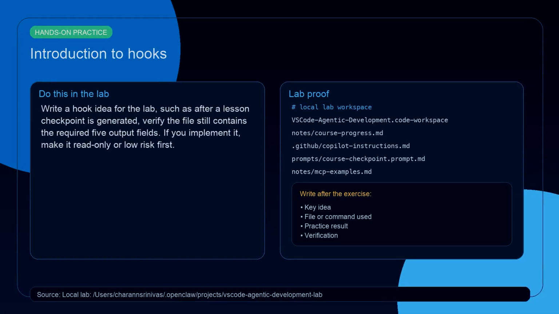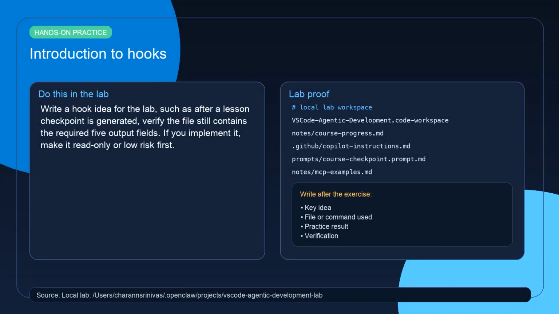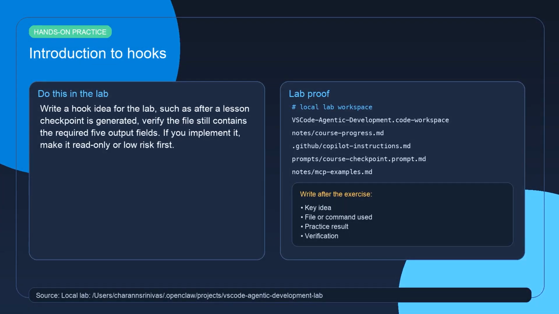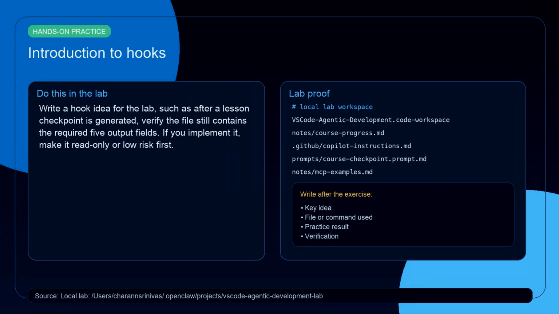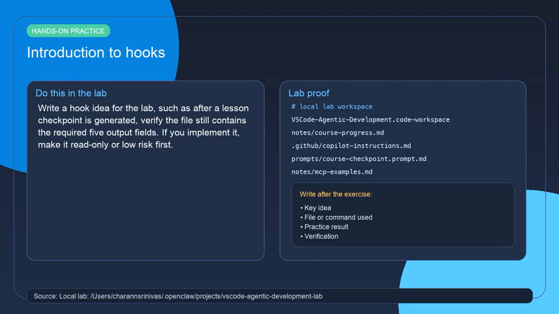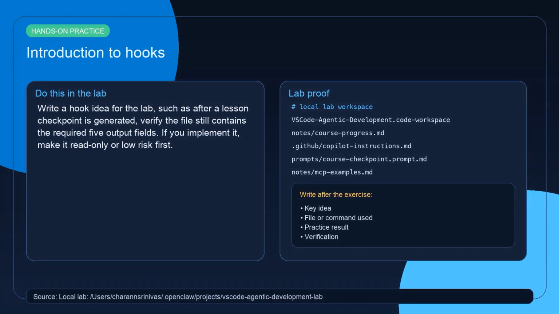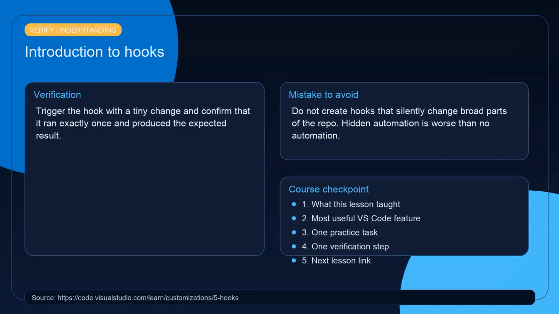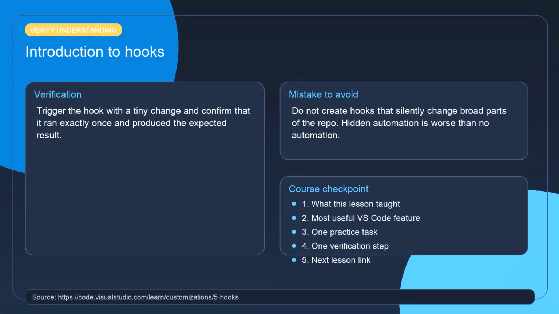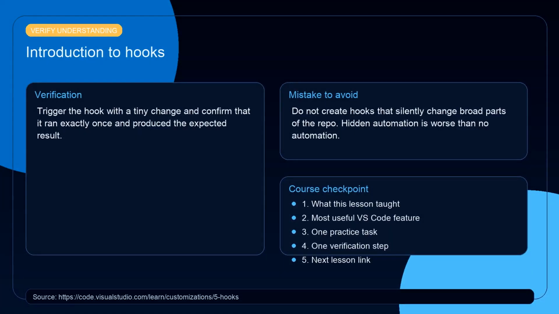Now make it practical. Write a hook idea for the lab, such as after a lesson checkpoint is generated, verify the file still contains the required 5 output fields. If you implement it, make it read-only or low-risk first. Your verification step is this. Trigger the hook with a tiny change and confirm that it ran exactly once and produced the expected result.